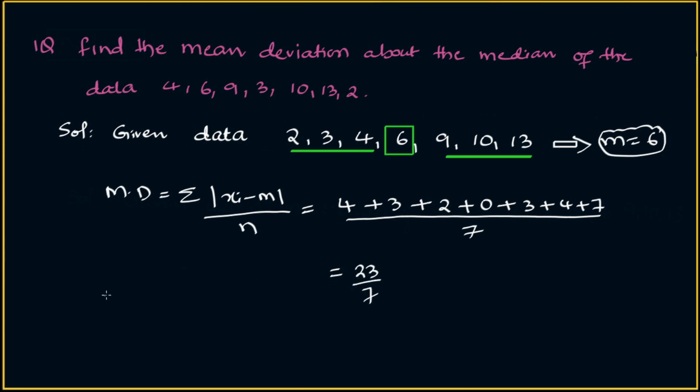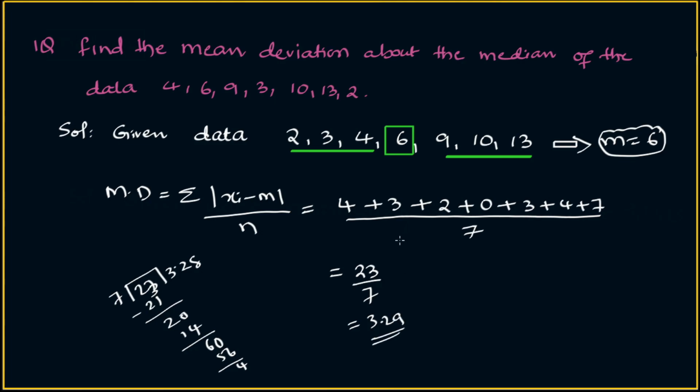So what about 23 by 7? We have to divide 23 by 7. So 7 3s are 21. This is 23. Okay. So 2 remains. 0.07 2s are 14, 6 remain, point is there, 0, 7 8s are 56, 4 remains, so approximately 3.29.